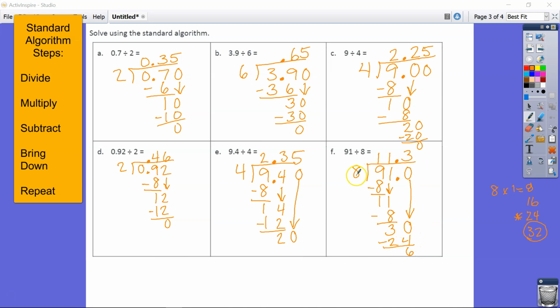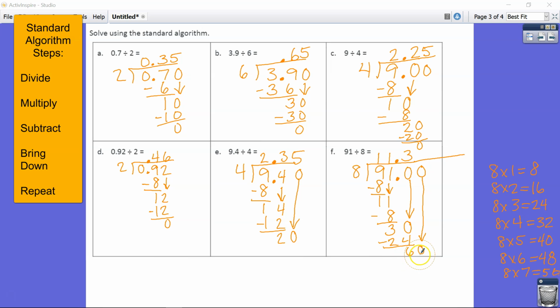I can't split those 6 tenths by 8 people, so I need to get change or regroup, and now I have 60 hundredths. My 60 hundredths, or my 60 pennies, I can divide by 8, and if you skip count, we know that 8 times 7 gives us 56. If we go any higher, we're going to go over that 60. 7 times 8, we said, is 56. Do our subtraction, we get 4.